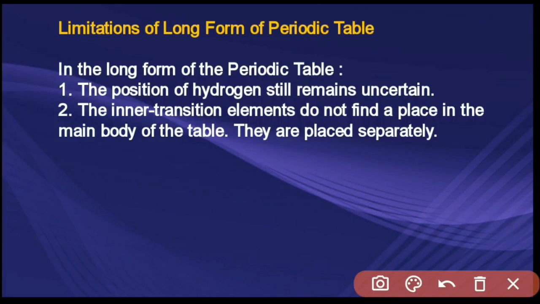In the modern periodic table some limitations are there. In the long form of the periodic table, the limitations are: first, the position of hydrogen still remains uncertain, because hydrogen shows properties of both alkali metals and halogens. And second, inner transition elements do not find a place in the main body of the periodic table. They are placed separately. The 14 lanthanide elements and 14 actinide elements are arranged as a block at the bottom of the main periodic table. So these are the two limitations of the modern periodic table.